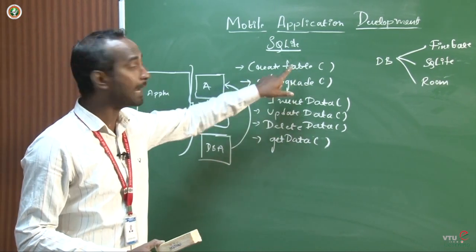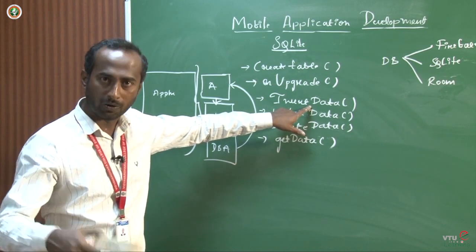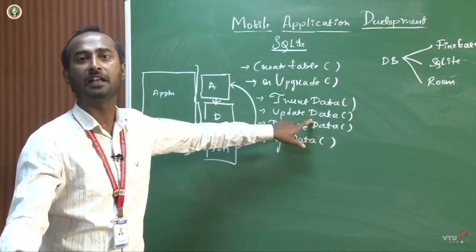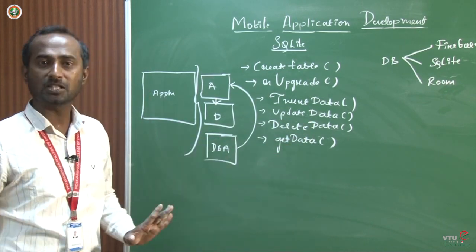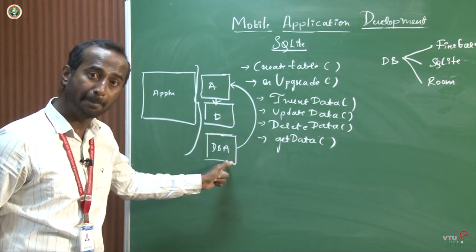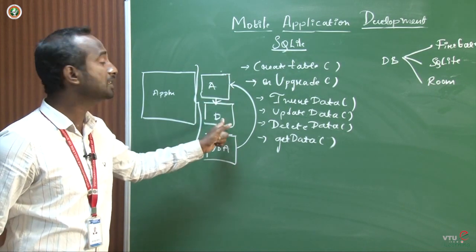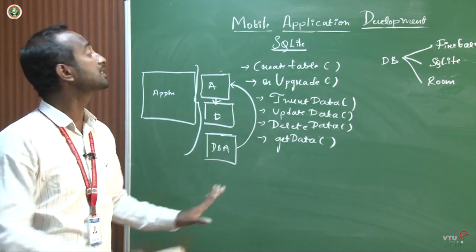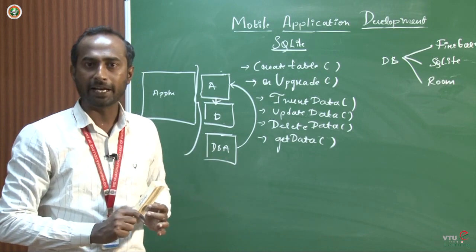First one is to create the table, second is to upgrade the table, third is to insert the data when you are inserting the user information, update data when you want to update the information of the user, delete data and get data. How does this database work? Directly you cannot use the database in the Java part. Instead, you have to create a helper class. That helper class should be accessed using the Java part, which in turn helps the design part to execute the logic. This is the complete flow with respect to the database usage in mobile application development.